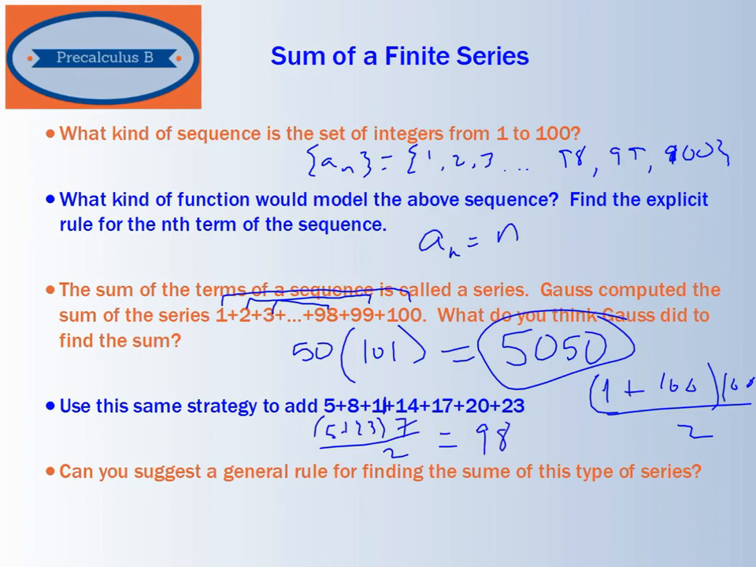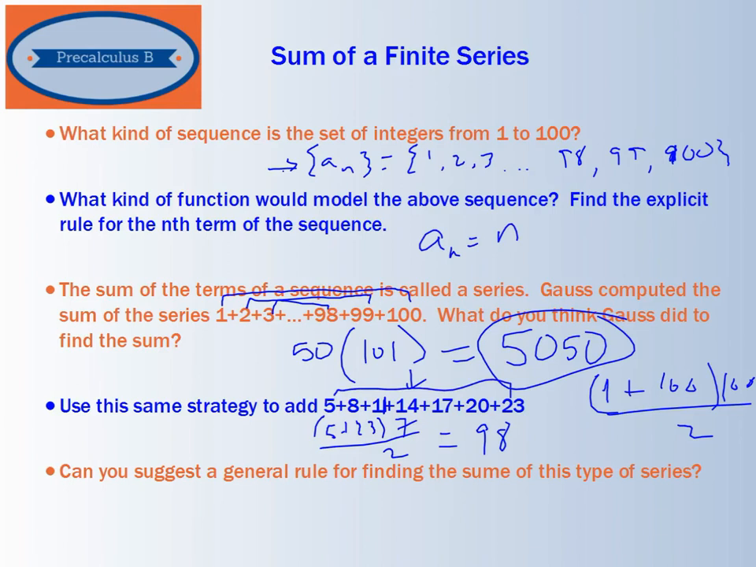The interesting thing is the first one had an even number of terms, so everyone had a partner. In this series, we had an odd number of terms, so 14 was the middle term. It didn't really have a partner to add up to, but that's okay, because the pattern still holds. It doesn't really matter. We still get the same values because we do 5 plus 23, and that gave me 28.